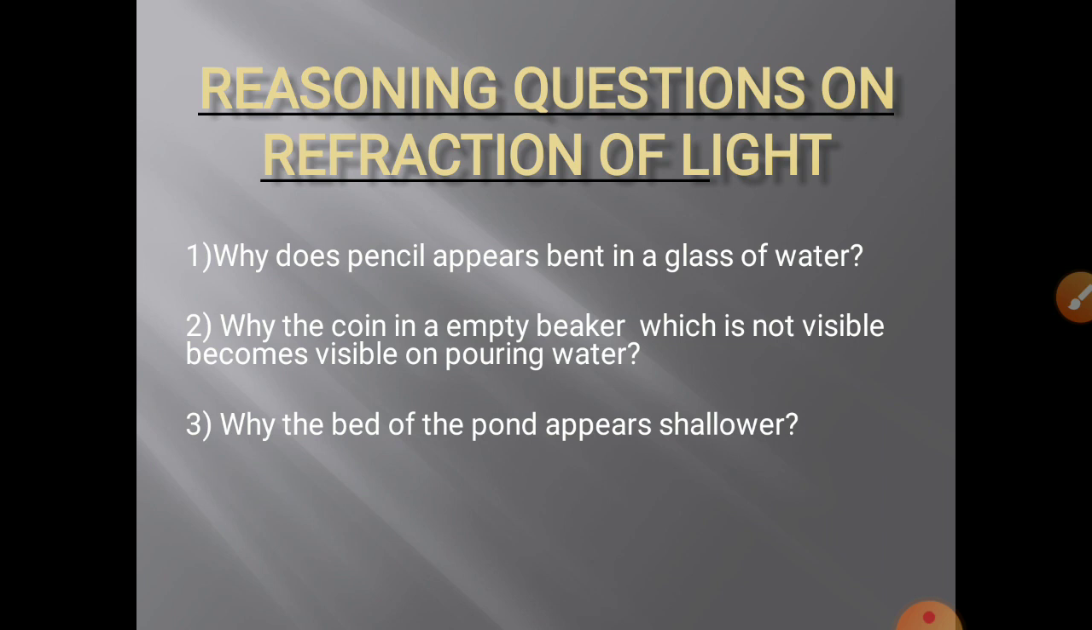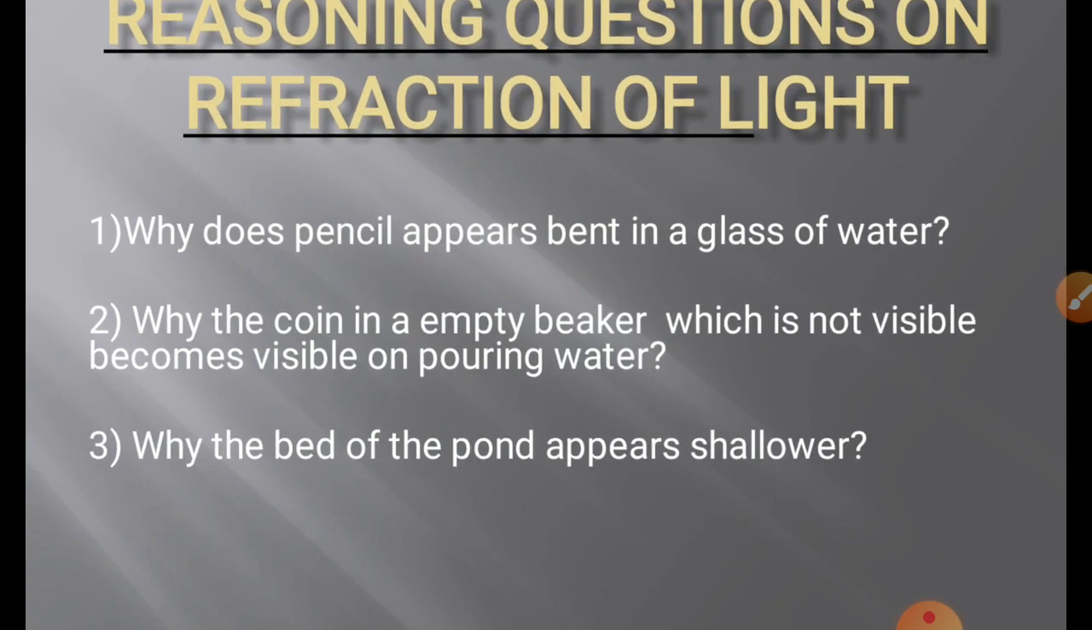The reasoning questions which we have to discuss are: Why does a pencil appear bent in a glass of water? Why does a coin in an empty beaker, which is not visible, become visible on pouring water? Why does the bed of a pond appear shallower? How to explain, how to write these answers? Let us see.